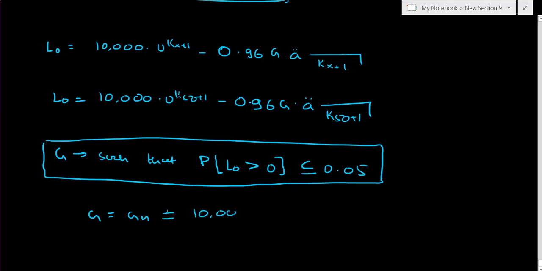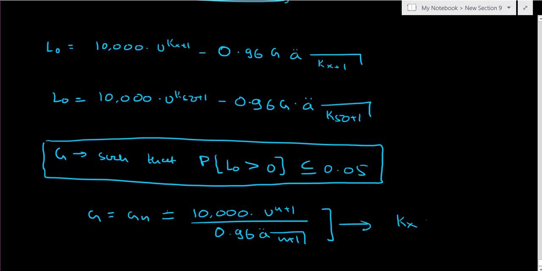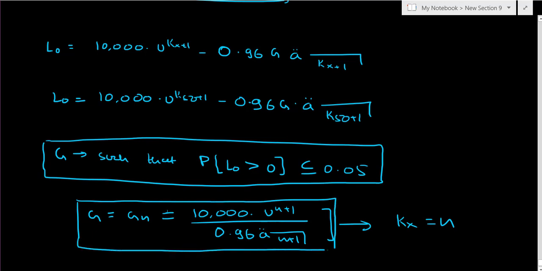that is calculated as 10,000 times v to the power of n plus 1 over 0.96 ä_{n+1}. Okay, so this is basically your premium if Kx is equal to n. This is your premium if Kx is equal to n, that is, if the person dies between time n and n plus 1.